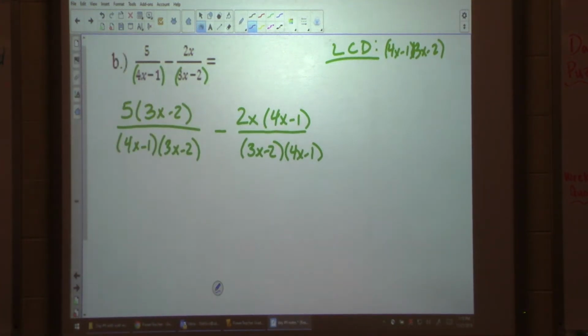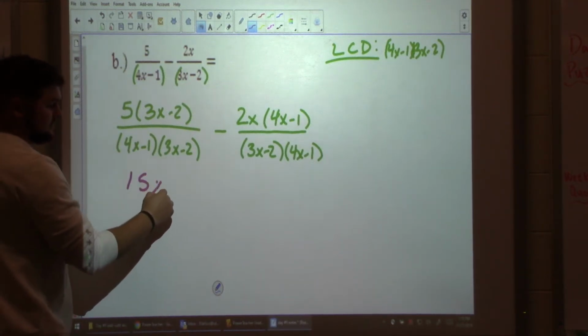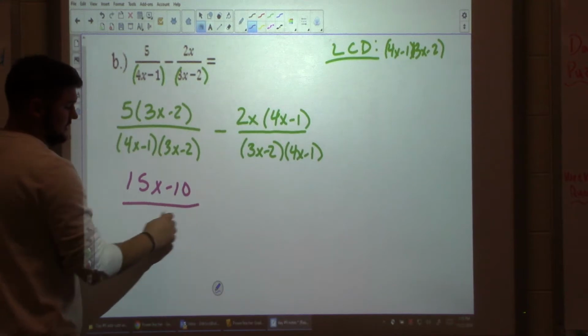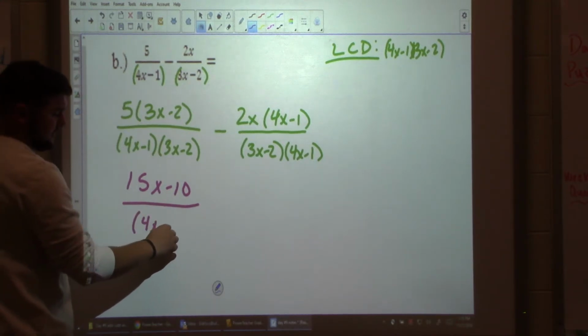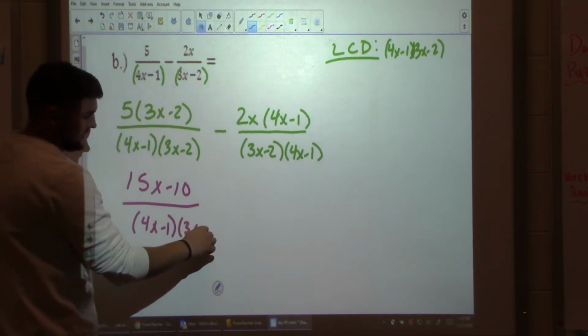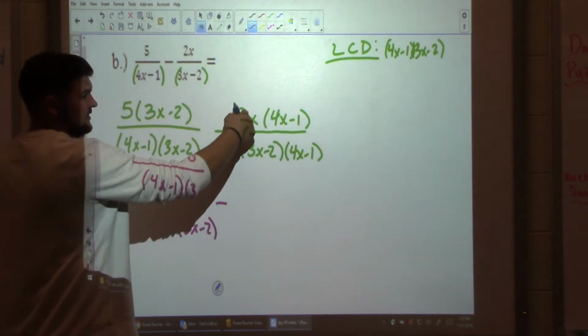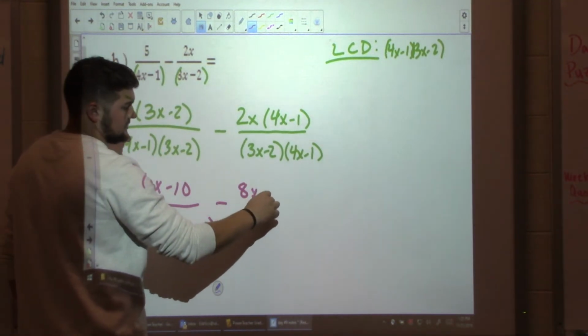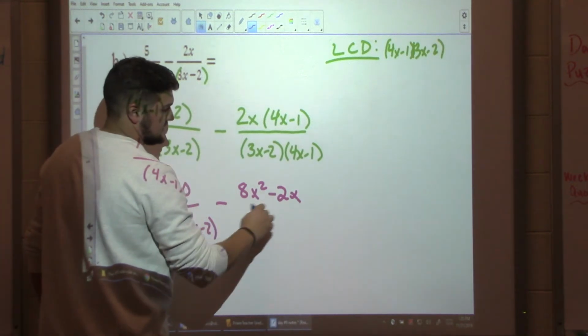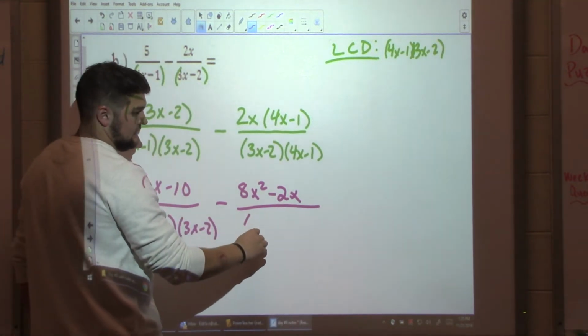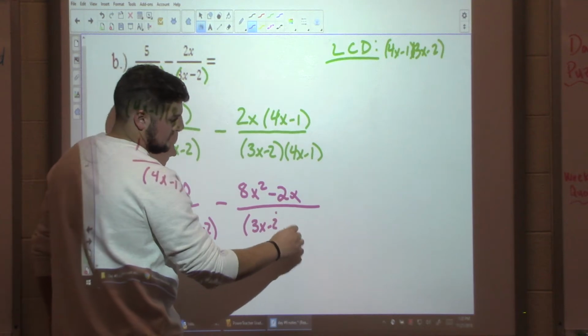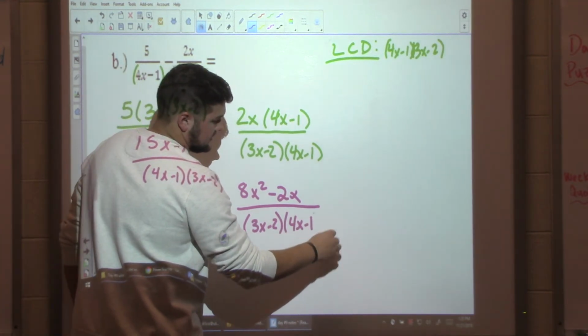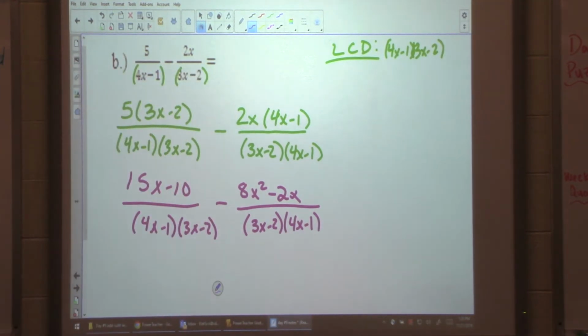What's my next step? What did we do in the last problem? Distribute across the top. 15x minus 10 over, we left this the same, 4x minus 1, 3x minus 2. Minus 2x times 4x is 8x squared. Minus 2x over, leave your denominator the same. Or you can switch the order, which I didn't do this time, I did it last time. Doesn't matter. Okay.